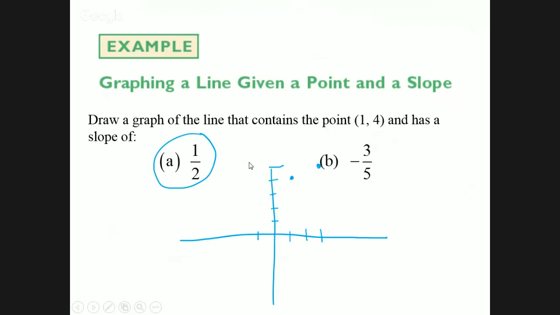Oopsie. And then you can connect the dots to get the line. Okay. Similarly behaves with 3/5 as a slope. Okay.